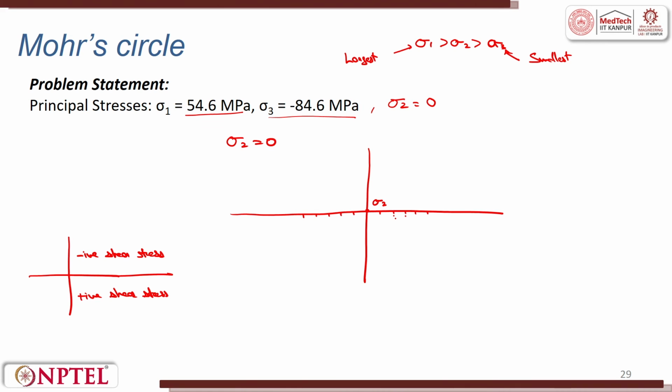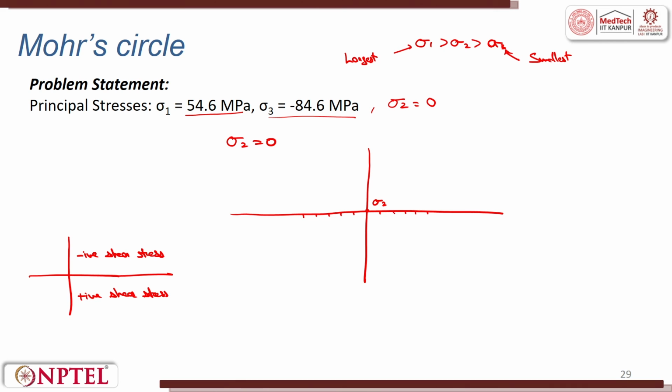We know sigma 3 is the minimum value and sigma 1 is the largest value, and since sigma 2 is equal to 0 here, this is my sigma 2 already. If I divide the axis up to 84.6, I will divide it into 5 parts till 100. So, it is 20, 40, 60, 80 and 100. So, here also 20, 40, 60, 80, 100.